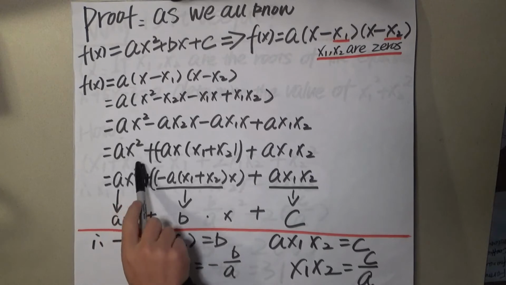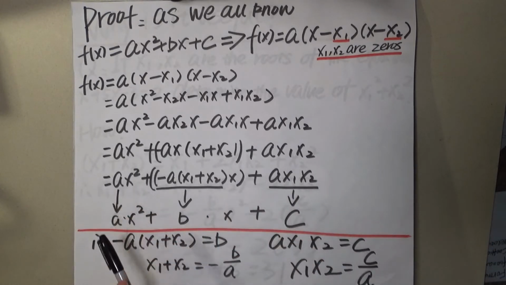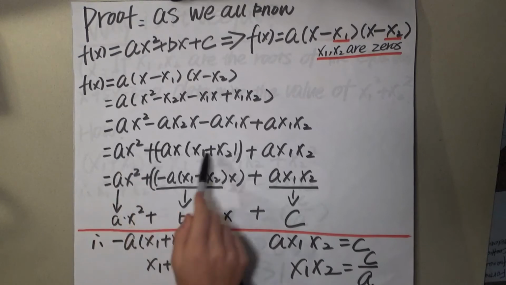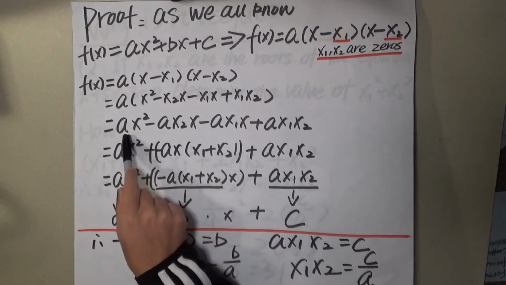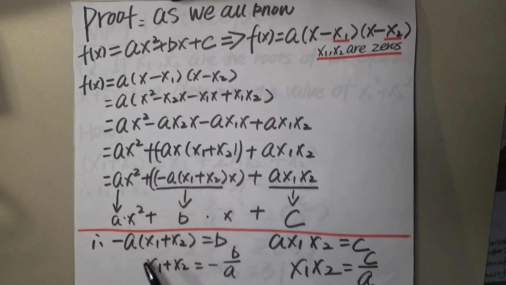Then the most important part, which is also the most tricky part, we put the terms with the same power together. Here's x with second power. Here's x with first power. Here's x with zero power.